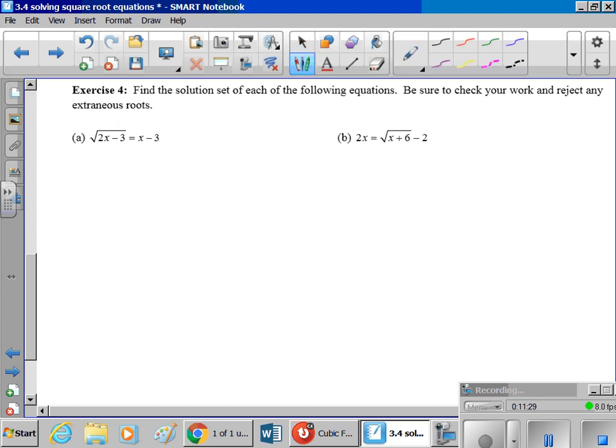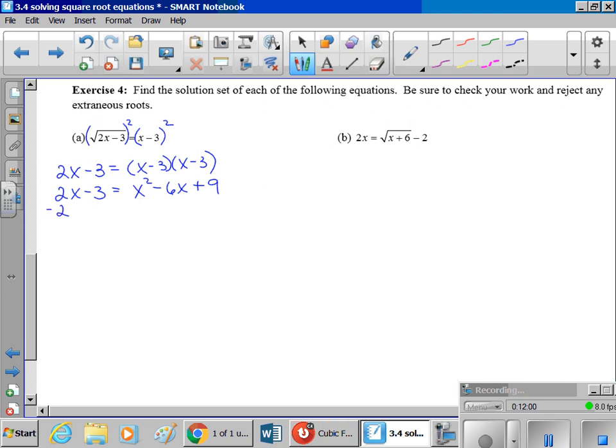All right, so looking at 4a, the radical is already isolated, which is nice. So we're just going to square both sides. So 2x minus 3 is equal to, and instead of saying x minus 3 squared, I'm going to write it out as x minus 3 times x minus 3 because it makes it a little bit easier to multiply then. So x squared minus 3x is minus 6x plus 9.